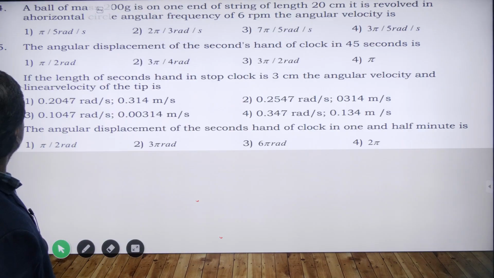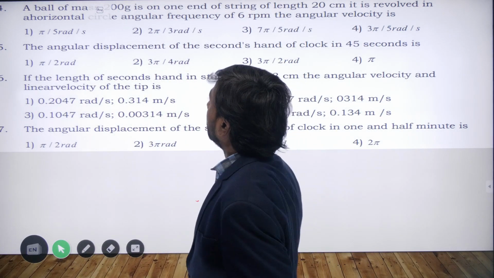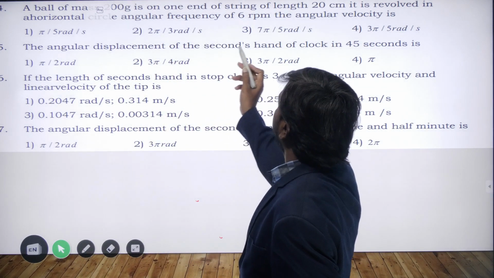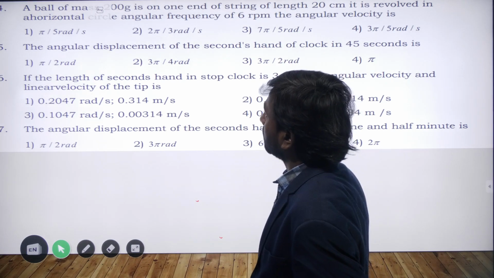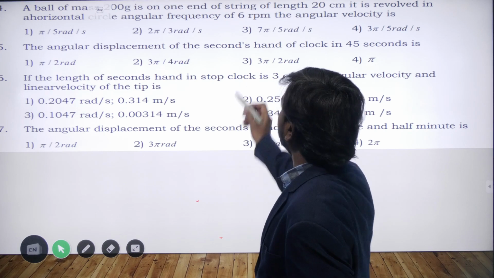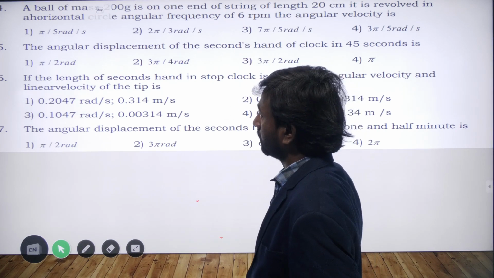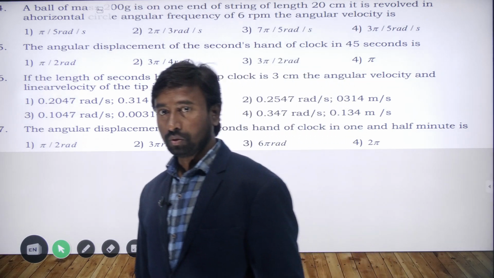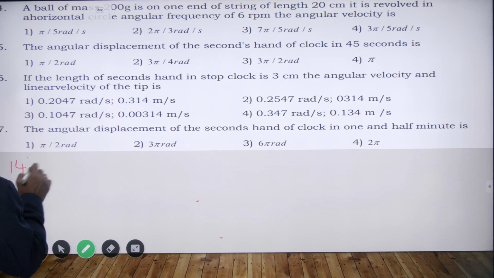Yes. Now the 14th problem we'll see here. A ball of mass 200 gram is on one end of a string of length 20 centimeter. It is revolved in a horizontal circle with an angular frequency of 6 rpm. The angular velocity is what they're asking. So, see this 14th question.